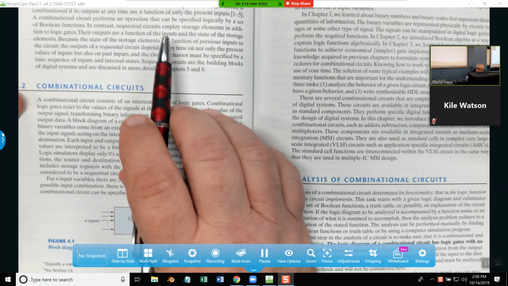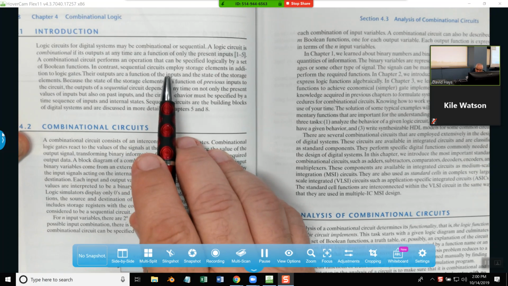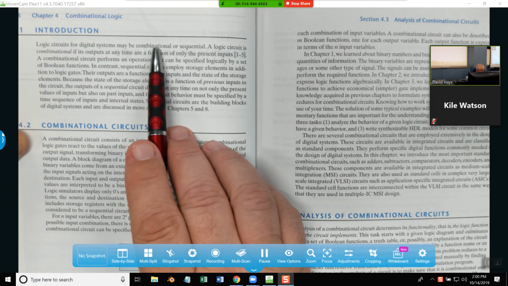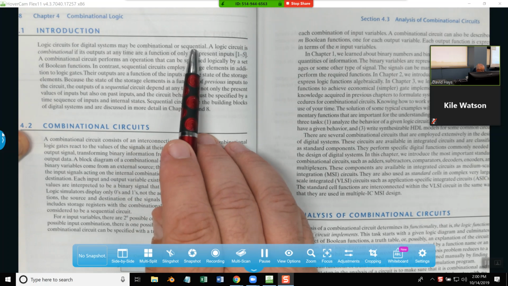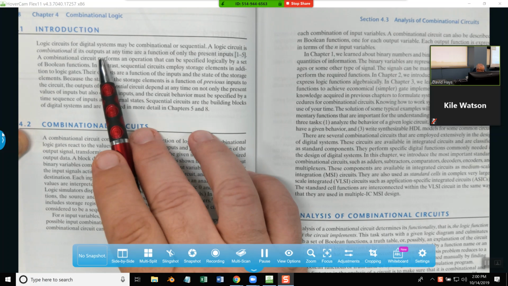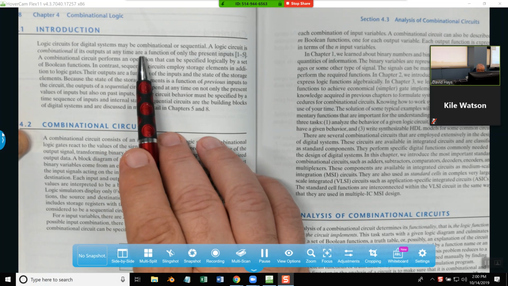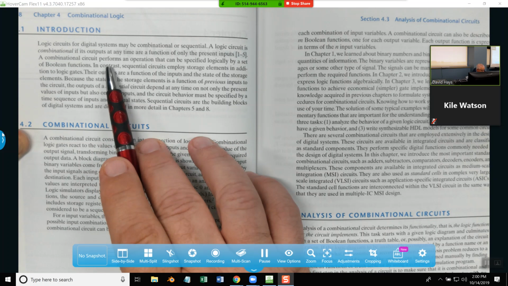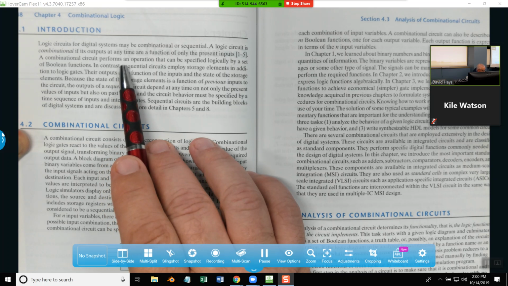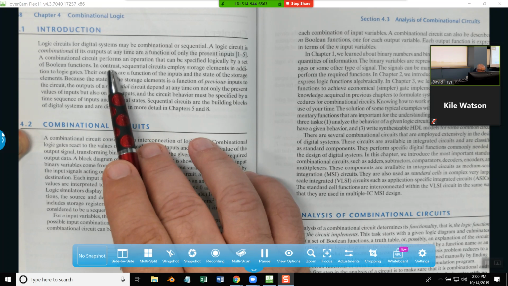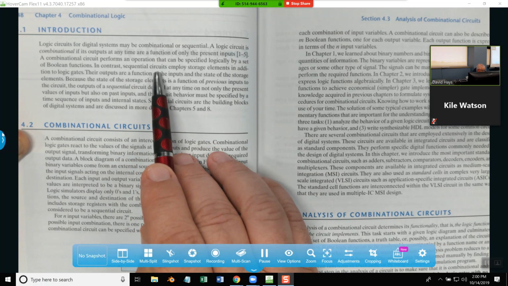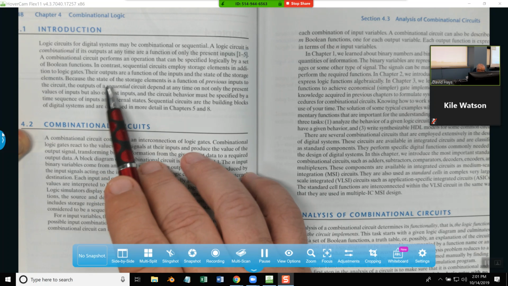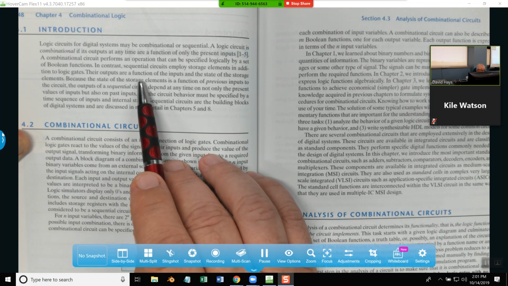Up here on top of page 148, it talks about logic circuits for digital systems, which may be combinational or sequential. A logic circuit is combinational if its outputs at any time are a function of only the present inputs. A combinational circuit performs an operation that can be specified logically by a set of Boolean functions. In contrast, sequential circuits employ storage elements in addition to logic gates. Their outputs are a function of the inputs and the state of the storage elements.